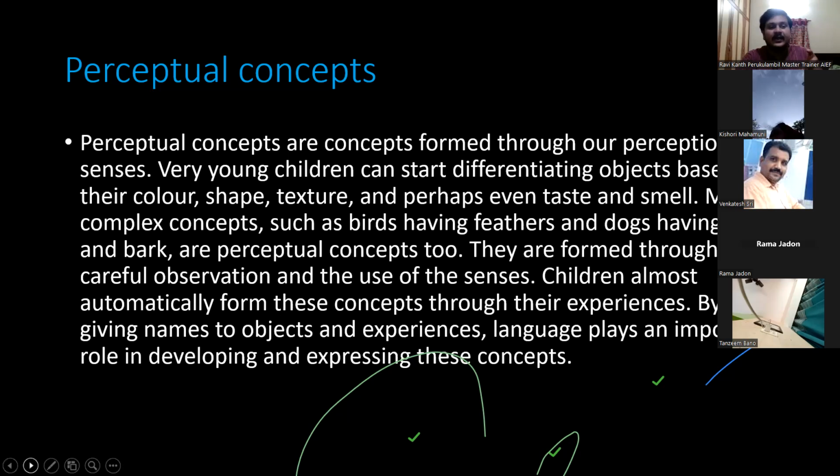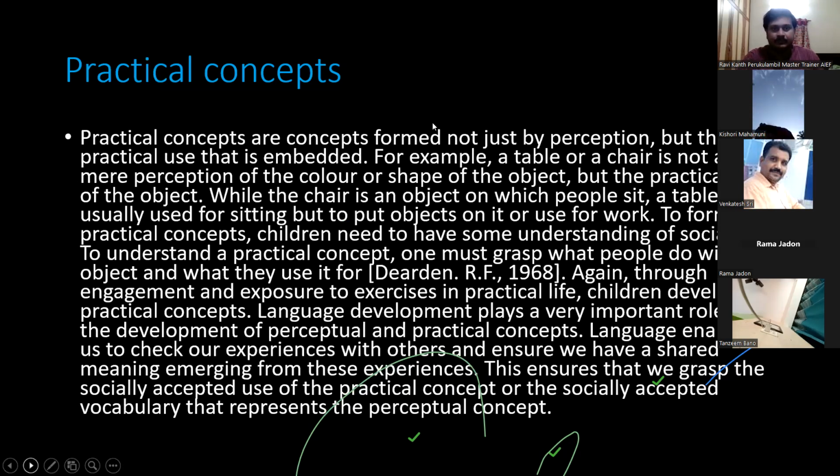They don't know the exact word, what to call it. They call it bow bow. In this way, language development also has a very specific role in understanding the concepts. Now, the second type of concepts are practical concepts.